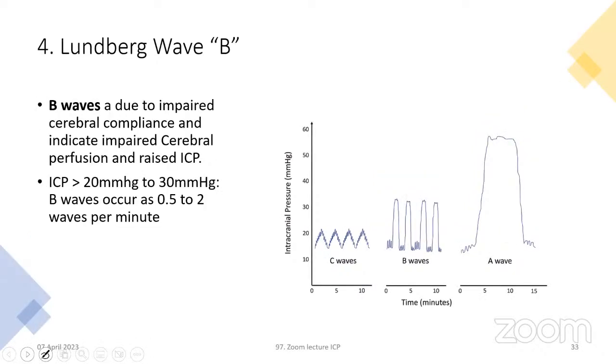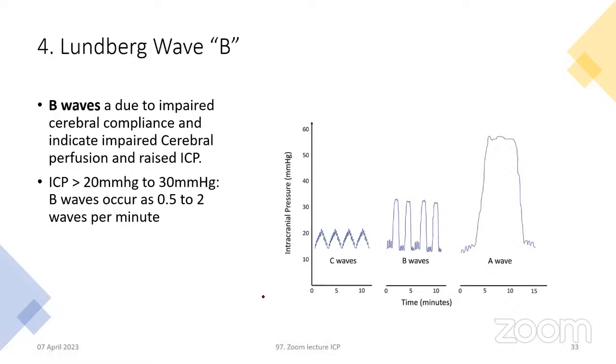The Lundberg B wave is due to impaired cerebral compliance and indicates impaired cerebral perfusion and raised intracranial pressure. It is about 20 to 30 millimeters of mercury. They occur at 0.5 to 2 waves per minute. You can see the timing given on the x-axis shows 0.5 to 2 per minute.